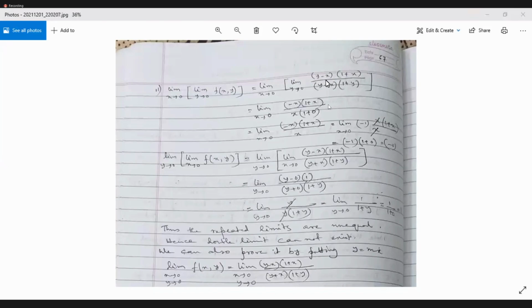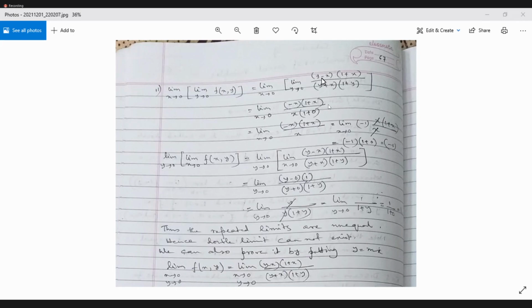Next one, the function is y minus x, 1 plus x by y plus x into 1 plus y. First, let's find out the repeated limit. Limit x tending to 0, limit y tending to 0, f of x, y. Whichever is written later, that will be operated earlier. So first we'll make y tending to 0, this limit x tending to 0, that will do later.